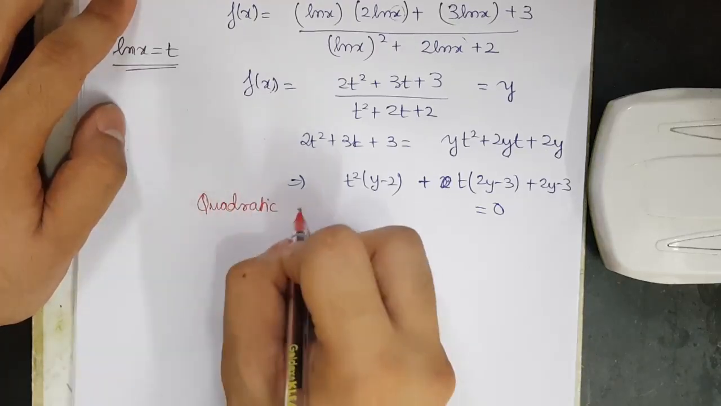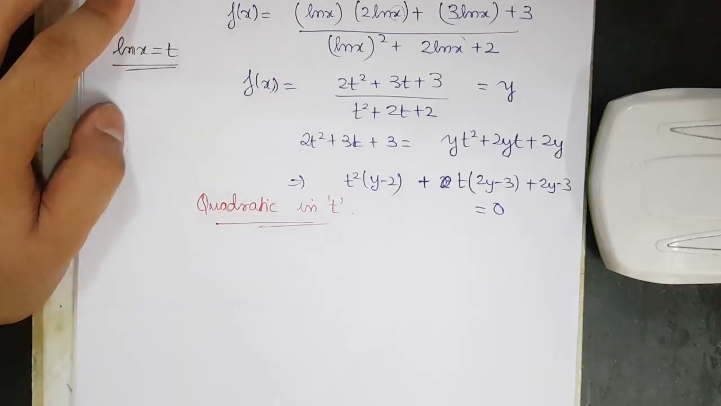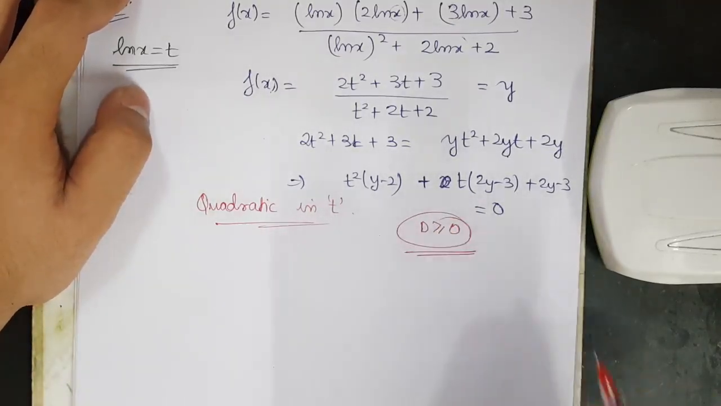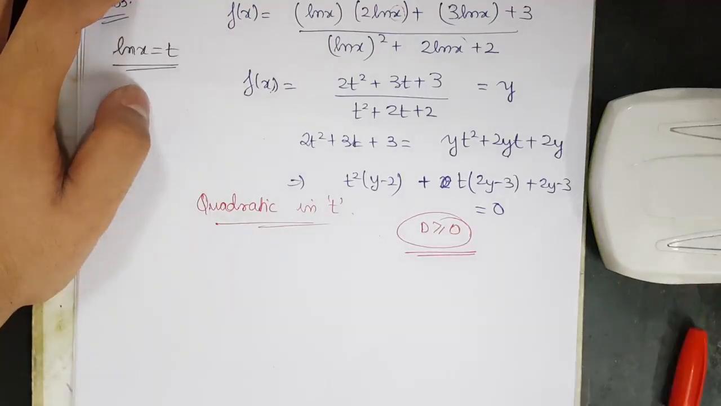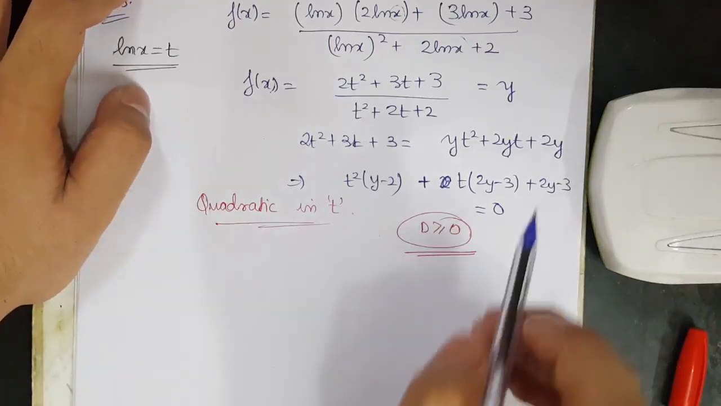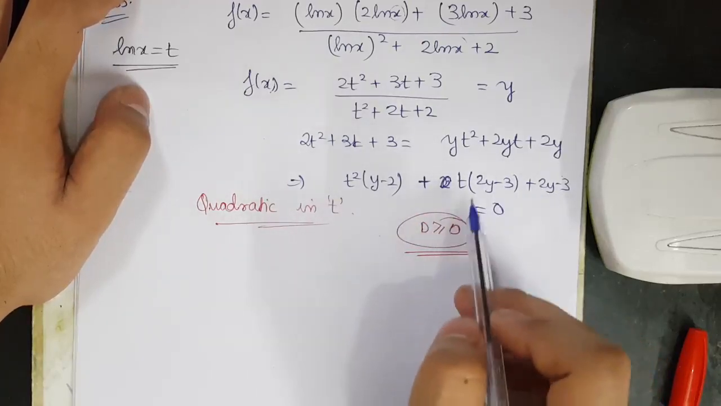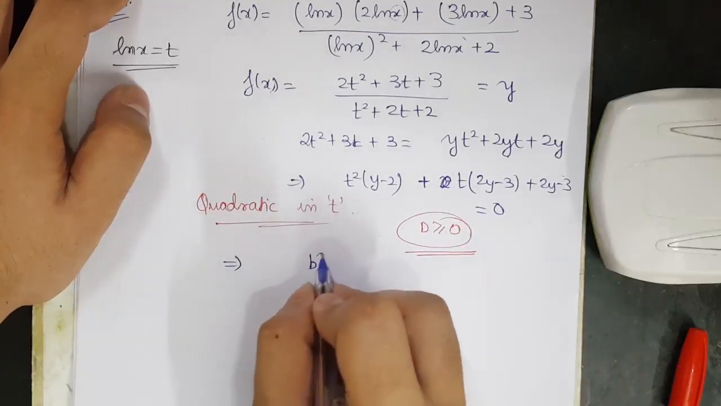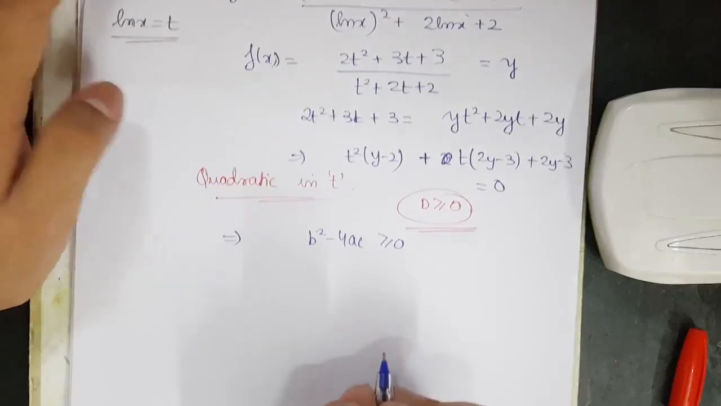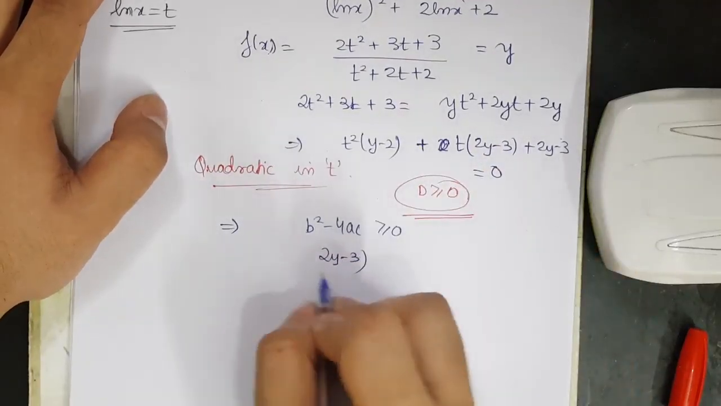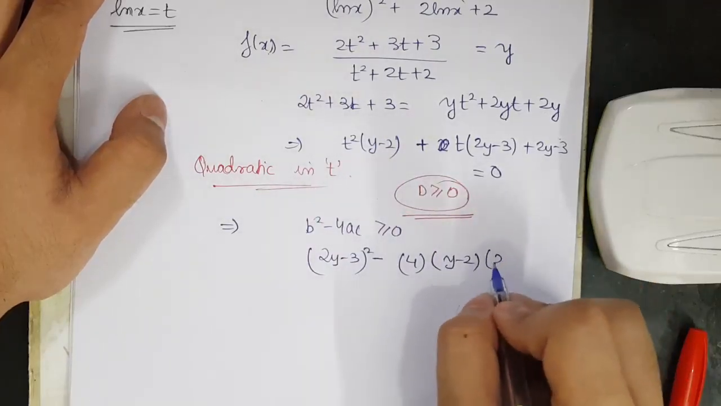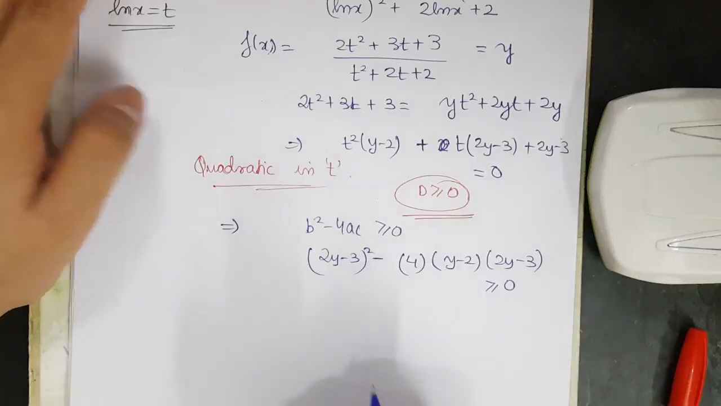So whenever we get a quadratic in any terms and we want the solutions for this thing to exist, how can the solutions be made to exist? The D has to be greater than or equal to 0 if the solutions have to exist. What is D? D is basically b square minus 4ac. If we say that the solutions exist for this thing, then b square minus 4ac has to be greater than or equal to 0 in order for the solutions to be there. So it becomes 2y minus 3 whole square minus 4 into a, that is y minus 2, into c, which is 2y minus 3, has to be greater than or equal to 0.